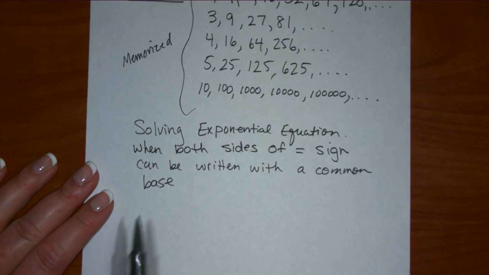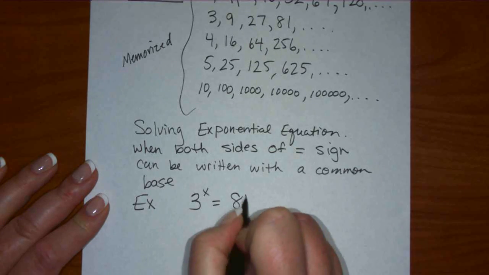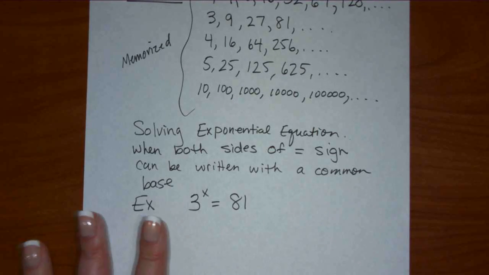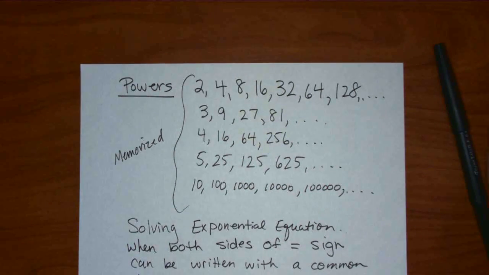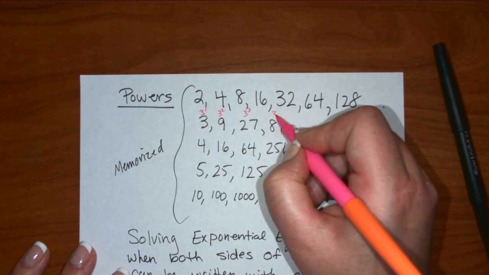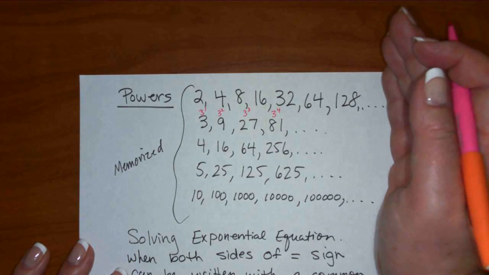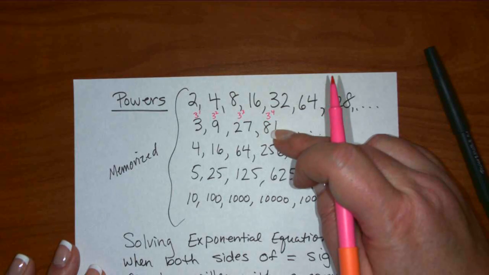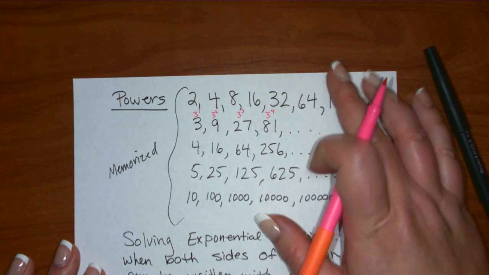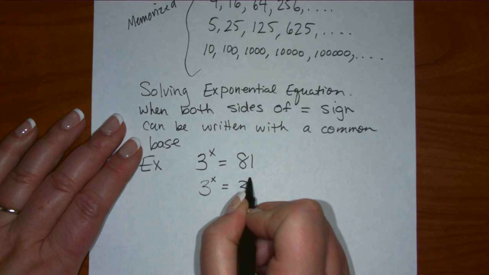So if I said, for example, 3 to the x equals 81. So what did I say about the powers? Well, we've got them memorized, and 81 is a power of 3. What power of 3 is it? This is 3 to the 1, this is 3 squared, this is 3 cubed, this is 3 to the 4. If you need to figure that out as you go, that's fine. That you recognize that 81 is a power of 3, and you need to know which one. So which one is it? 3 to the 4. So you can write this as 3 to the 4. Now what do you think x is?